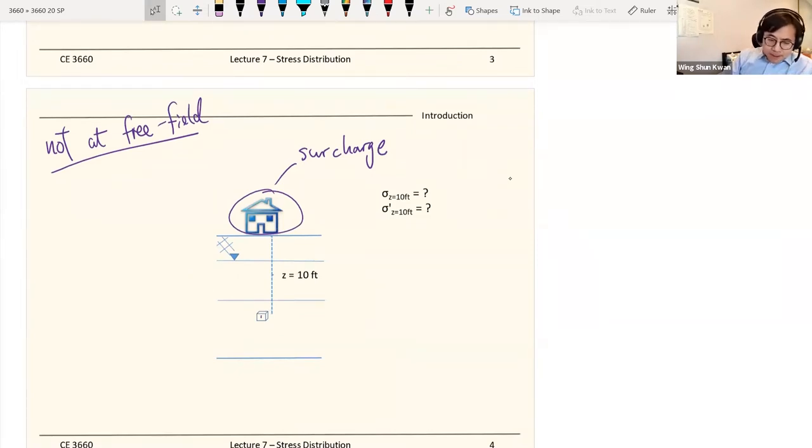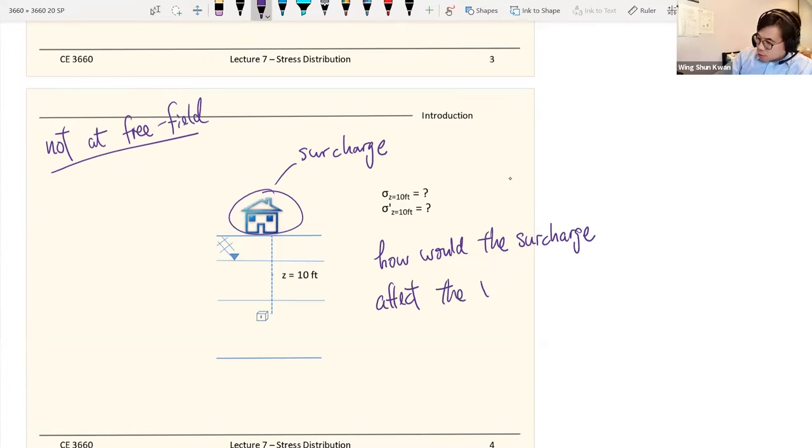So the question is, how would the surcharge affect the vertical stress below the ground?